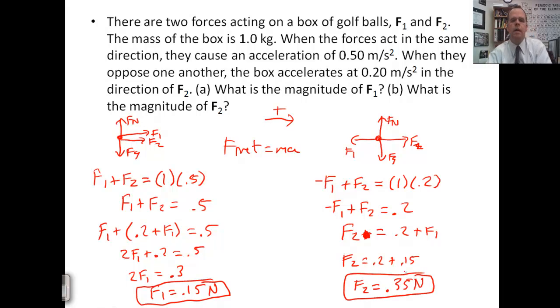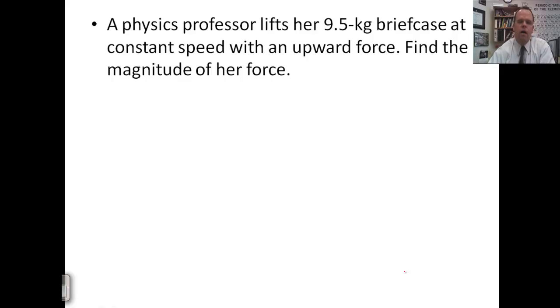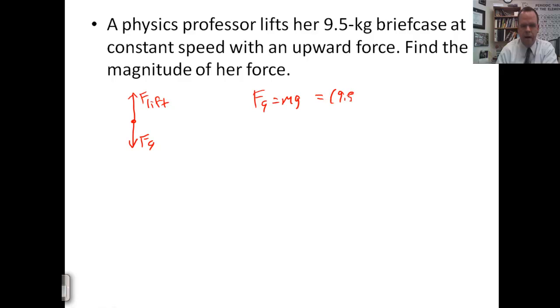So this involved a little bit more complicated algebra with a system of equations, but the setup was based on the free body diagrams. Next problem: a physics professor lifts her 9.5 kilogram briefcase at a constant speed upward. So we know force of gravity and we know force of the lift. We want to know what the magnitude of her force is. To find the force of gravity, we'll use Fg equals mg. So 9.5 times 9.81.